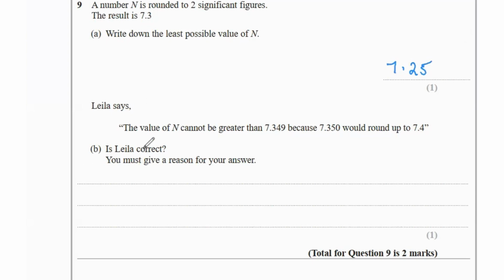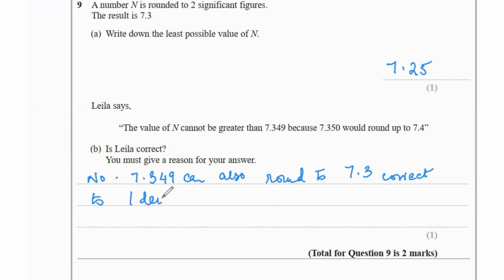Then it says, Leila says the value of n cannot be greater than 7.349 because 7.350 would round up to 7.4. Is Leila correct? Leila is not correct because 7.349 can also round to 7.3, correct to 1 decimal place. The value cannot be greater than 7.3, not 7.349.